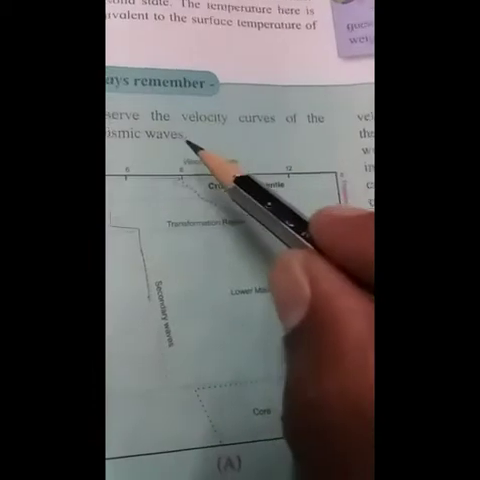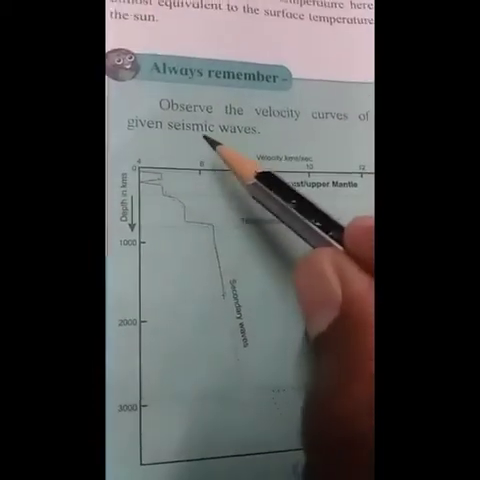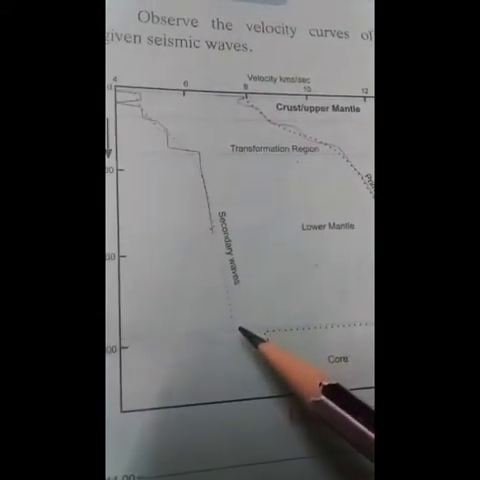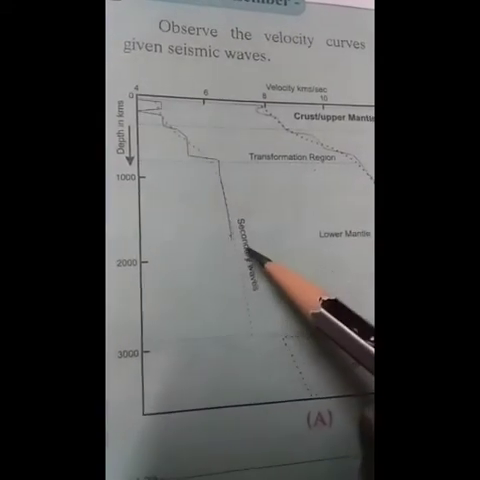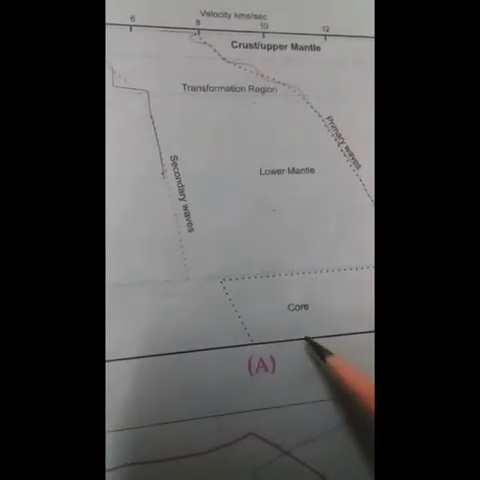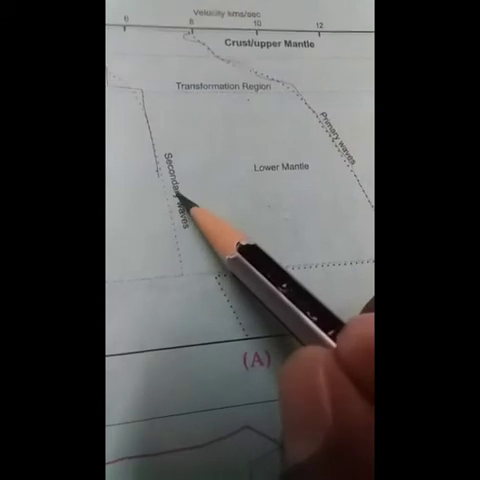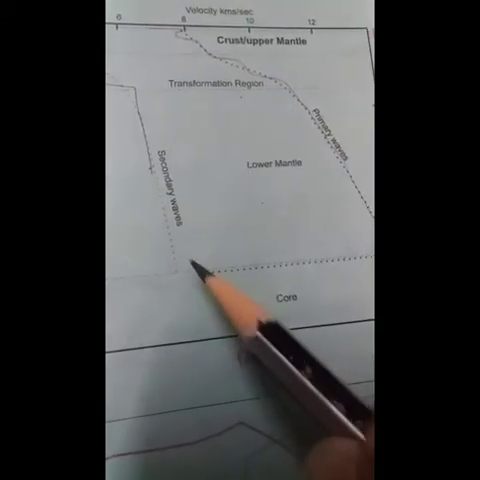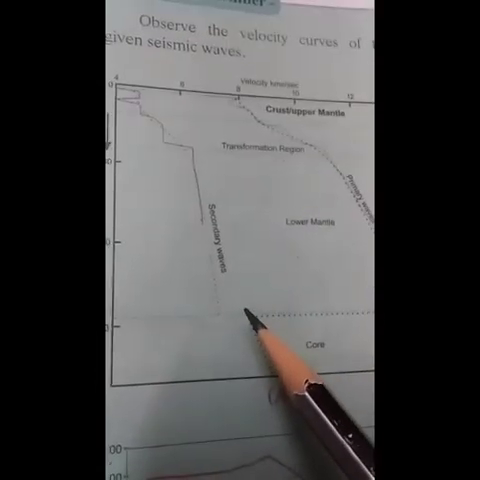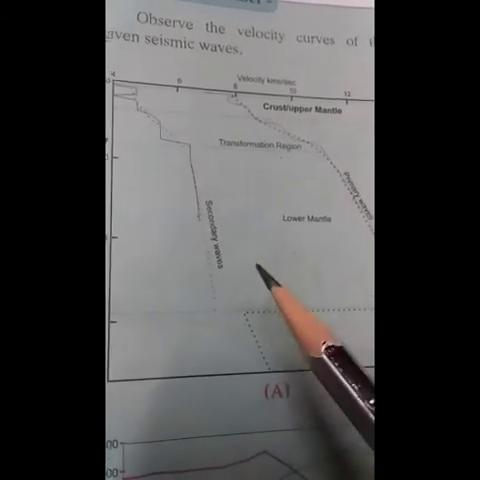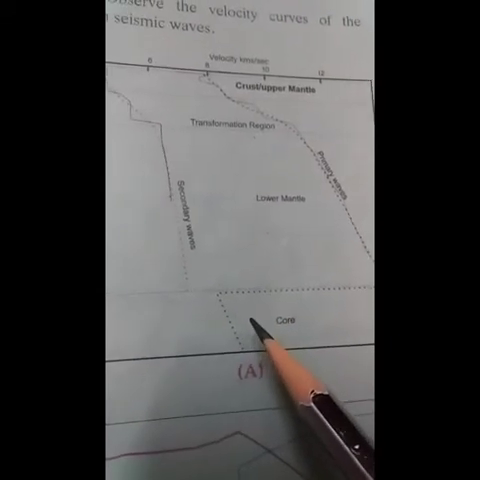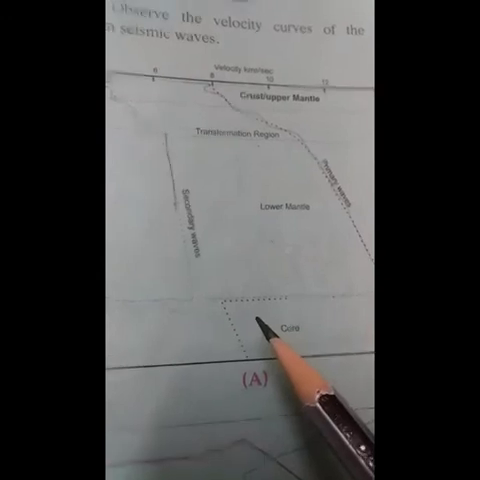And now look at this figure of the velocity curves of the given seismic waves. Look at this curve of seismic waves. See how the seismic wave curve stops here near the boundary of the lower mantle and core. Secondary waves cannot pass through the core. They get absorbed in this region. And this has led scientists to believe that the core could be liquid or semi-liquid in nature.